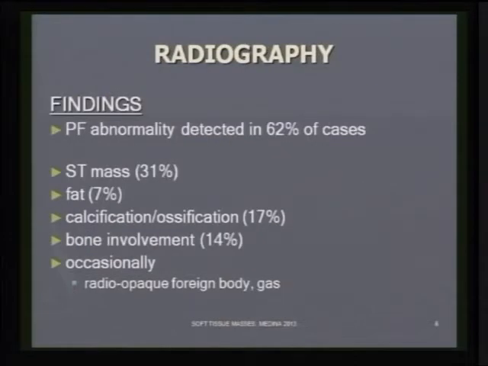Now, there was a plain film abnormality demonstrated in 62% of cases. The commonest was the demonstration itself of a soft tissue mass. In 7% of the cases, we saw fat. In 17%, some kind of calcification or ossification. We differentiate them by calling ossification when we can see trabecular bone formation within the lesion. Involvement of the bone was seen in 14% of cases, and very occasionally we saw either a radiopaque foreign body or some gas within the lesion.